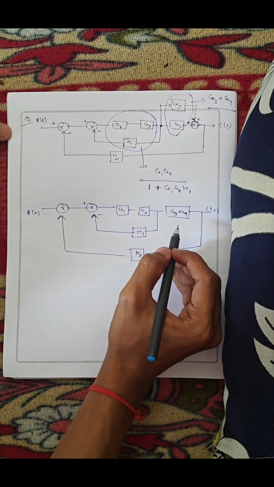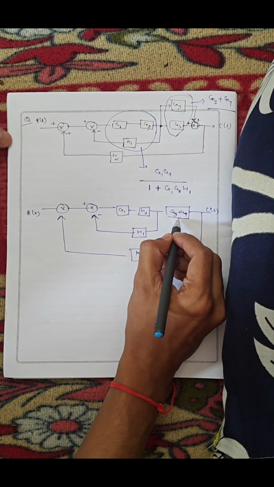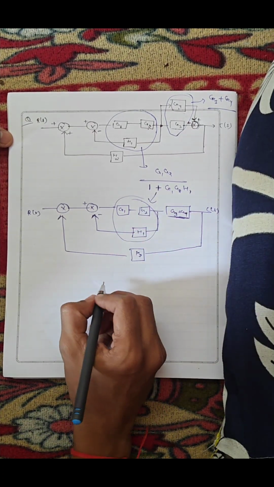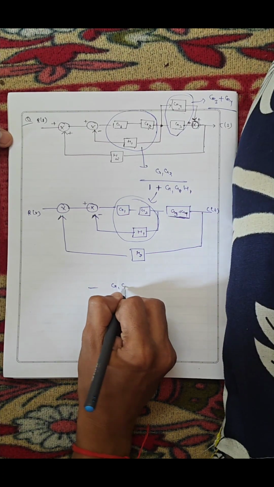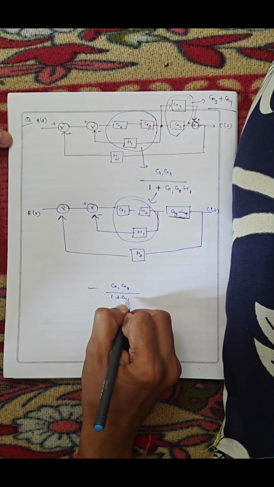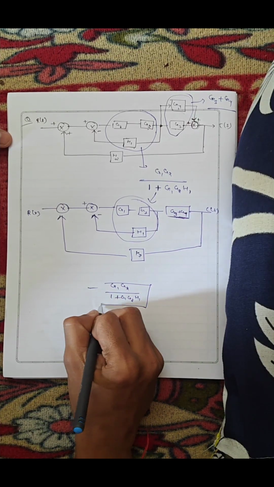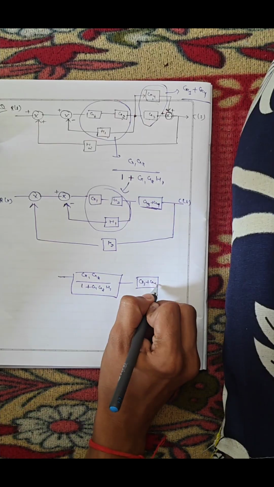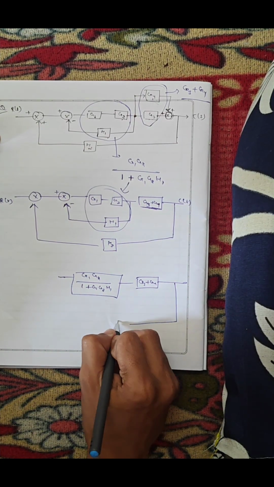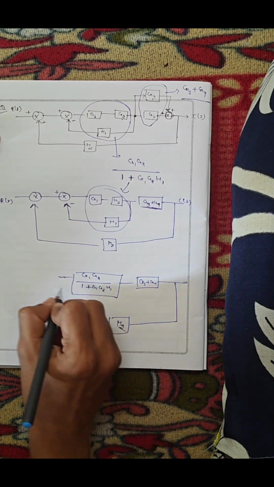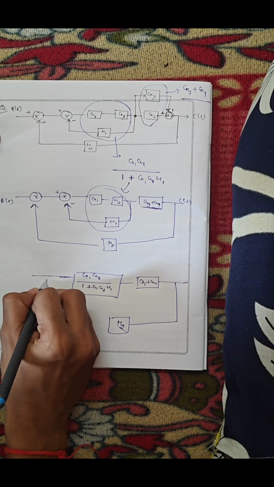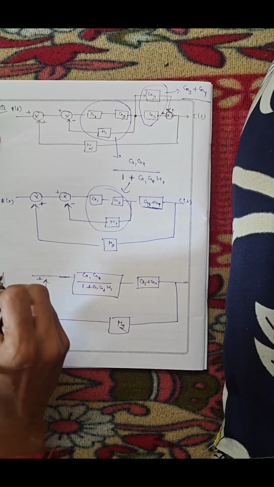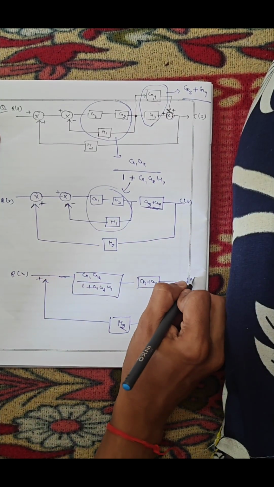Here I have replaced G3 plus G4 with this block, and now I will reduce this block with this. So here I will write G1 G2 upon 1 plus G1 G2 H1. So this block will be this one, and now G3 plus G4 will be in series with that. After that we have H2 as the feedback of both the blocks, and here it is a positive sign, so it will be positive feedback. R of S and C of S.